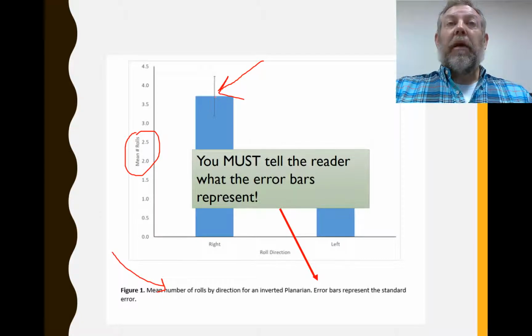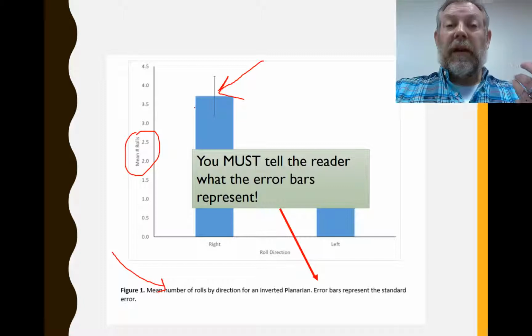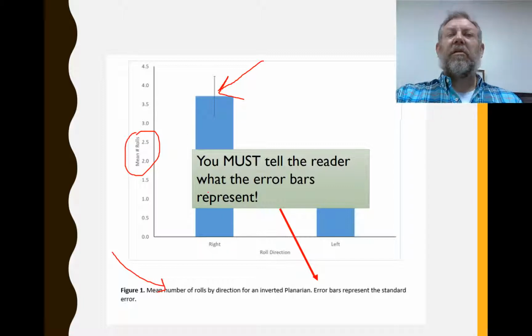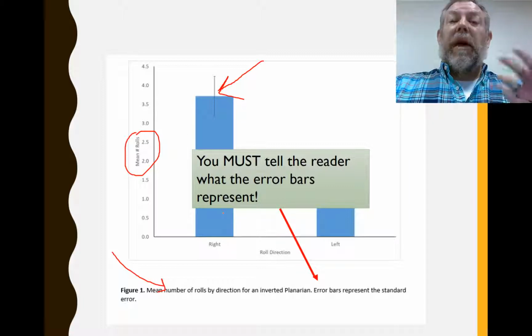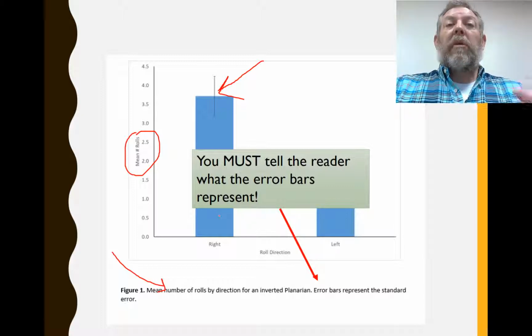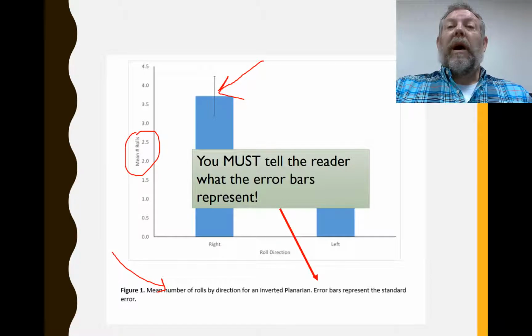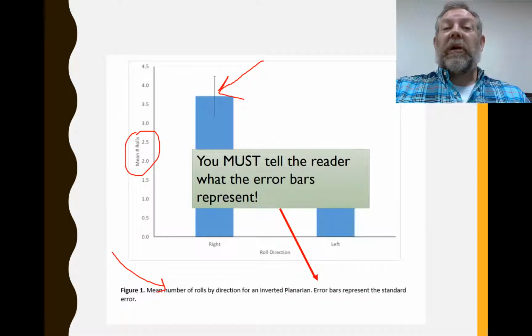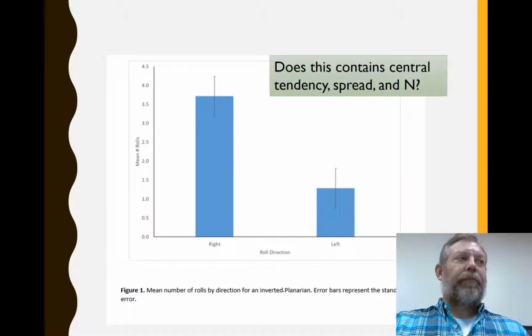But we've got these error bars, and you can use different things for error bars. You could use the standard deviation for error bars. You could use the variance. You could use the min-max. It depends upon what your story is and what you're trying to tell. We want to use the standard error. And so I have to tell people, error bars represent the standard error. You've got to have that in your caption.